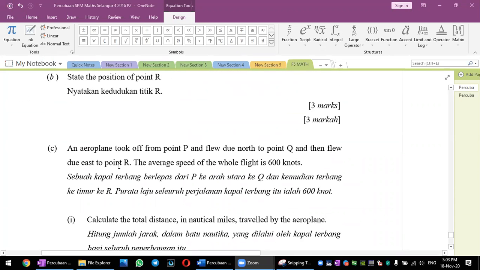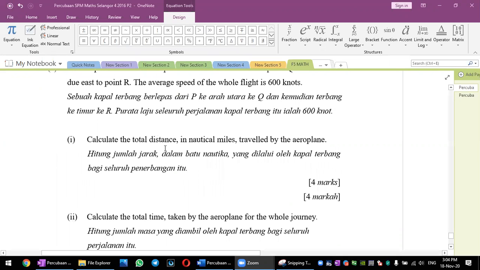C. An aeroplane took off from P. Okay, satu kapal terbang berlepas dari P. And then they flew due north to point Q. Dia naik atas ke Q. And then terbang kepada timur R. Then to the right to R. The average speed is 600 knot. Okay, 600 knot. They ask you, calculate the total distance traveled by the aeroplane.